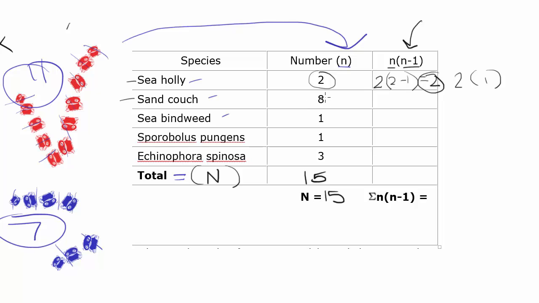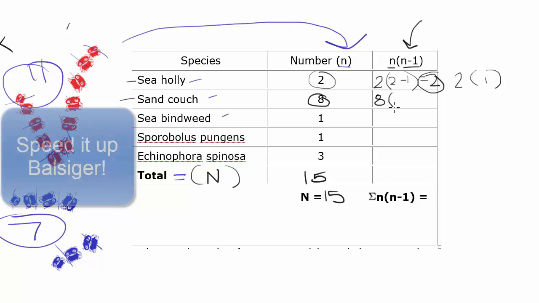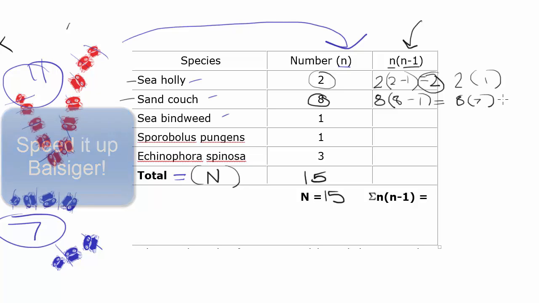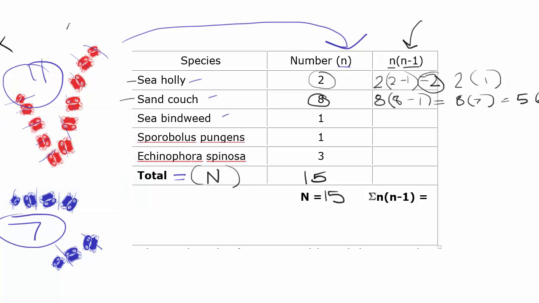Now let's take this next one. If 8 now is our little n, and we want to do n times n minus 1, basically we're going 8 times 8 minus 1, or that's the same thing as saying 8 times 7, or that's the same thing as saying 56. So you can see on your worksheet, the first value is 2, the next value is 56, and so let me write those values in.